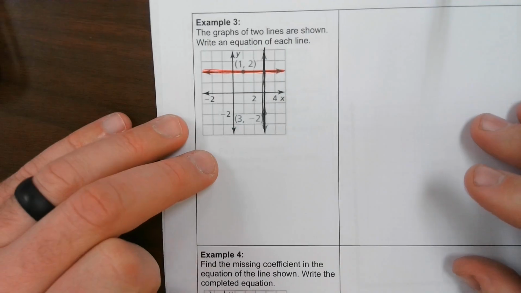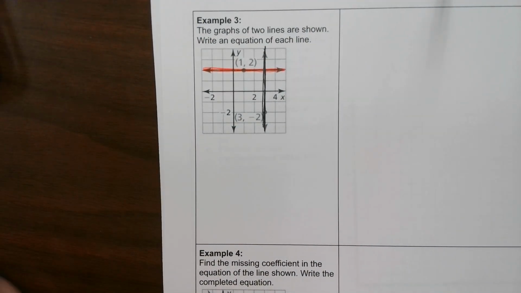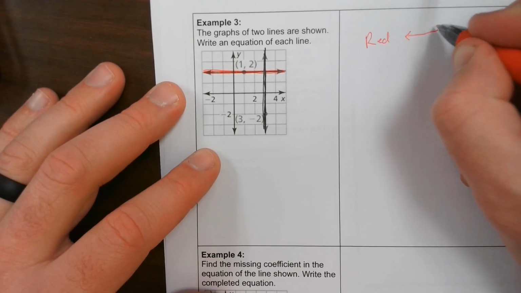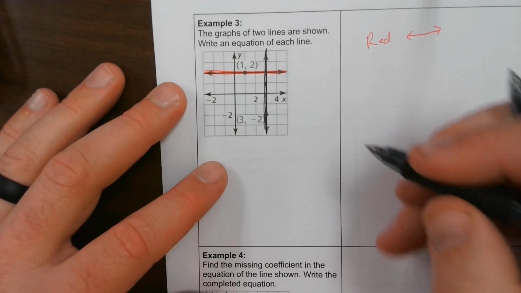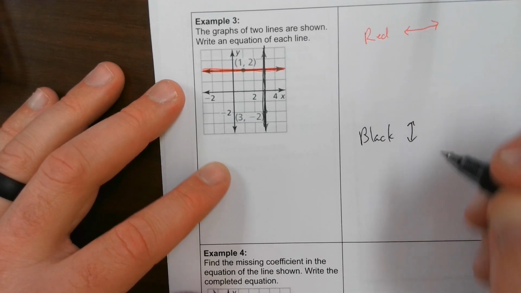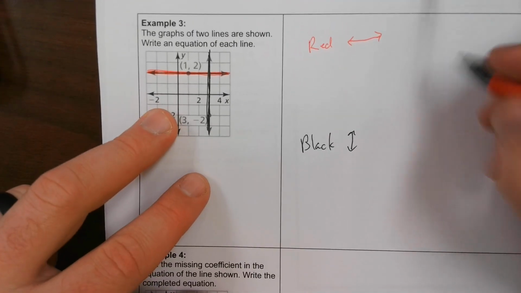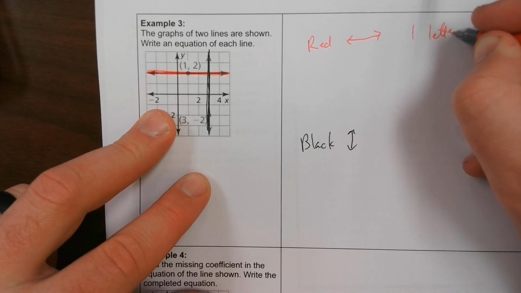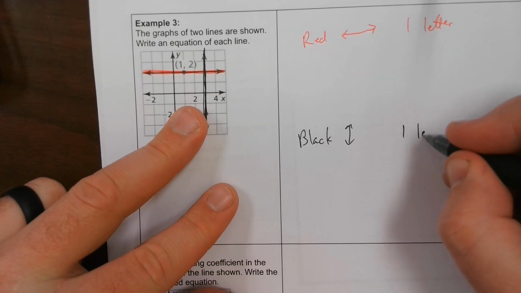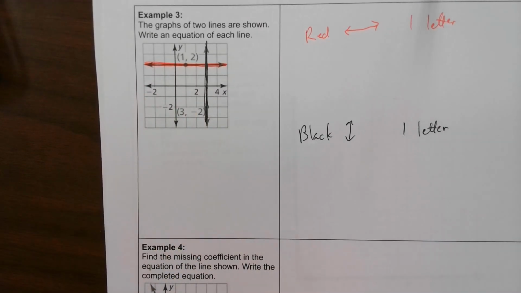First thing you want to notice is that each of these lines moves in only one dimension. So the red line only moves right and left, and the black line only moves up and down. So because we only have one dimension, we're only going to have one letter. If we move in 2 dimensions, we have 2 letters. 3 dimensions, we would have 3 letters. But in this case, we're only moving in 1 dimension, so we're only going to have 1 letter.